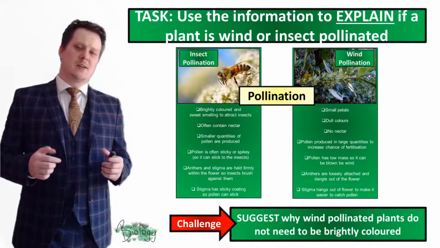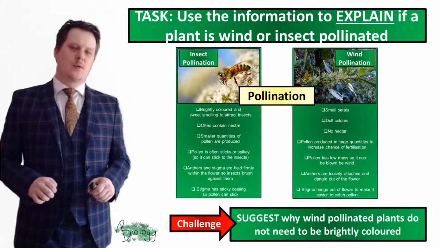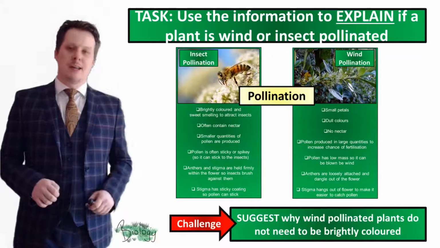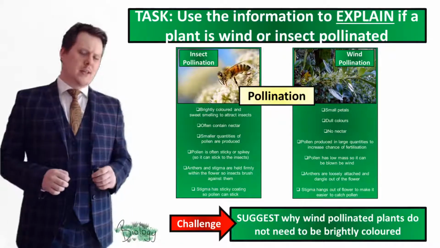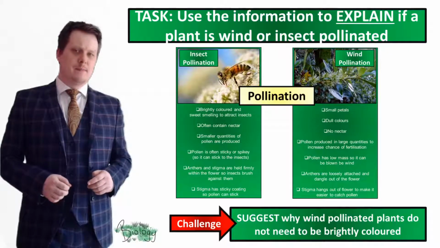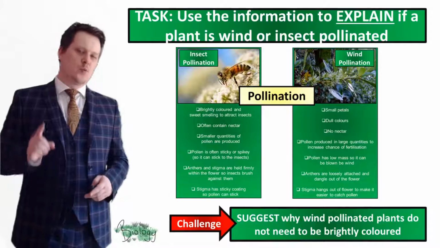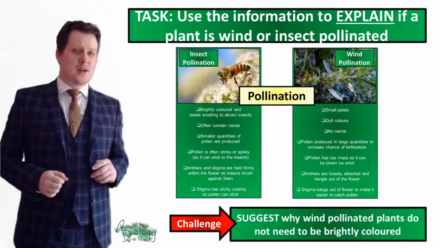For our next task, I'd like to use the worksheet in which there are 10 pictures of flowers, and I want you to say whether or not they are insect-pollinated or wind-pollinated flowers based on their appearance. Don't worry if you haven't got a worksheet, I'm going to be displaying the flowers on the screen 2 at a time. Contained within these 10 flowers is one plant which is not pollinated by insects or wind, and I want you to try and spot that.